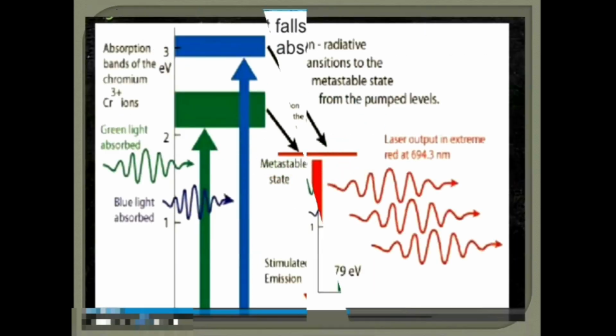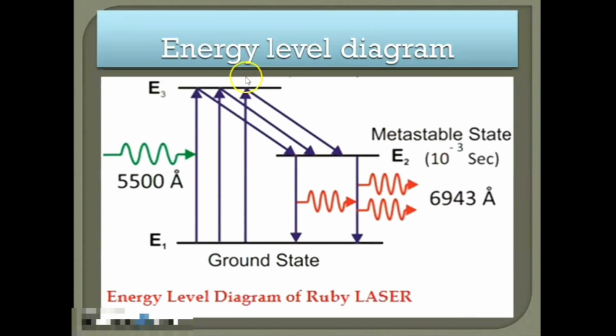So this is the complete energy level diagram of Ruby laser, in which we have shown that the radiation which we receive from the flashing light is 5500 angstrom, and these chromium ions, after absorbing these photons, are excited, and they jump from this level to this level, and this is a radiationless transition, we are not receiving any type of radiation of photons, and after this metastable state, the chromium ions transit to the normal level and they emit photons of 6943 angstrom.